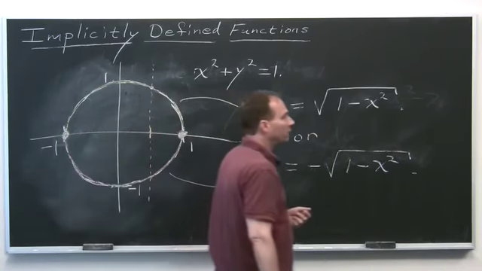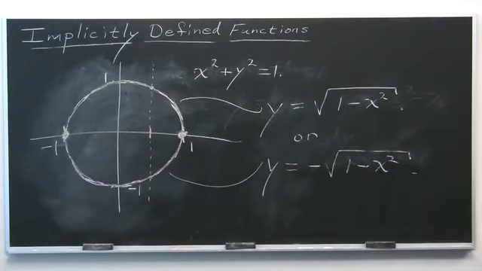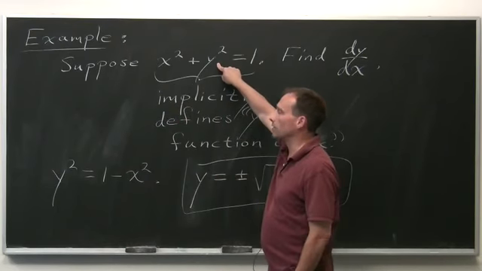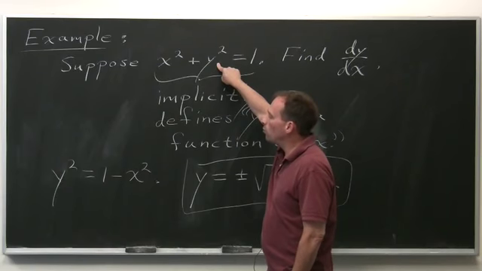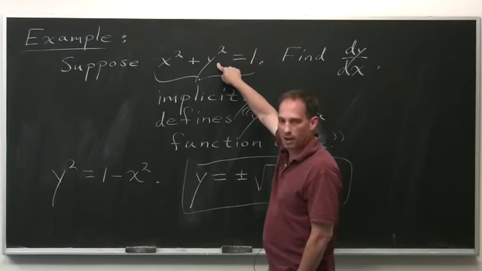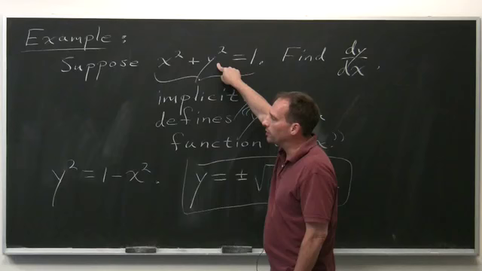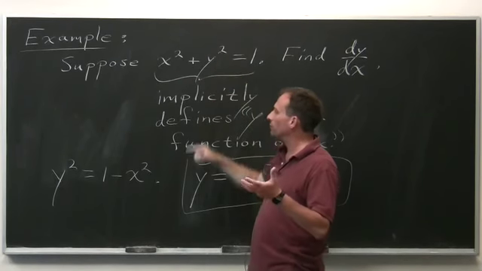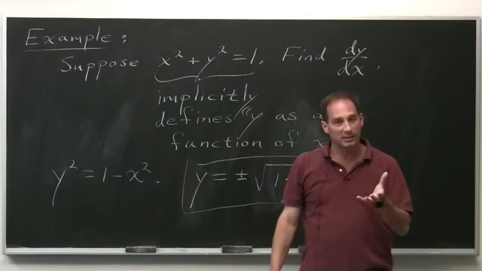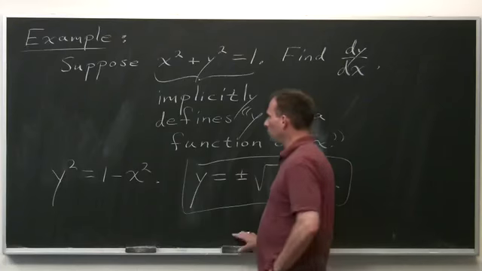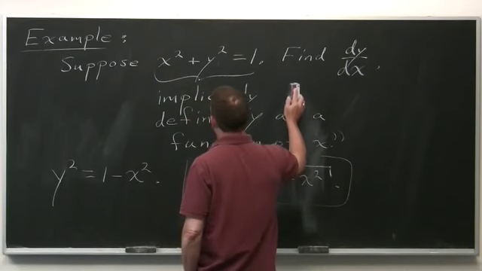After all, if we put a fairly complicated function of x and y in here, instead of x squared plus y squared equals 1, we could easily have no hope of solving algebraically for y in terms of x, and yet still wonder if we could calculate dy dx, wonder if somehow that equation implicitly still defines y as a function of x. But let's do this problem right now.